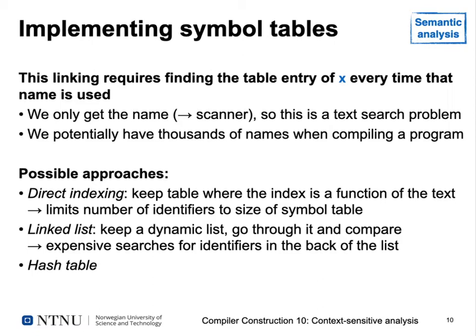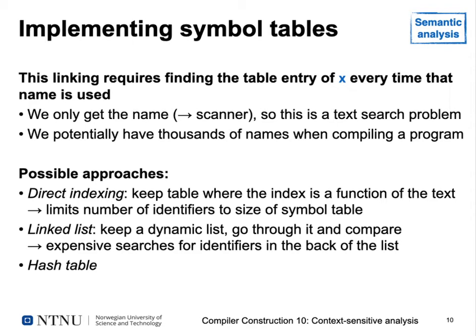So there are some possible approaches. First would be to use direct indexing. We could keep a table, again, where the index is a function of the text. But this means we would limit the number of identifiers to the size of a symbol table. So when you would use more identifiers than fit in your symbol table, your compiler would complain. For real-world compilers, that's probably not a good idea.